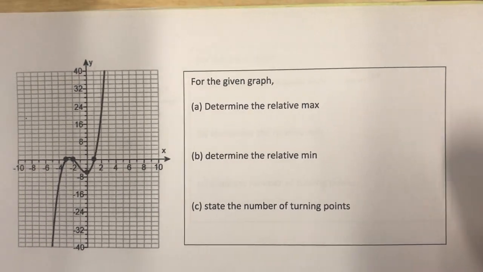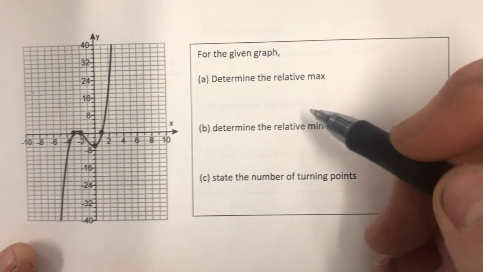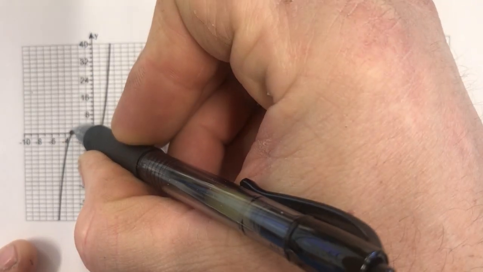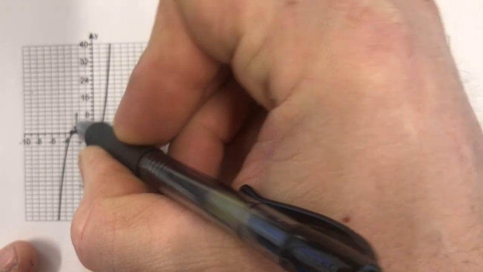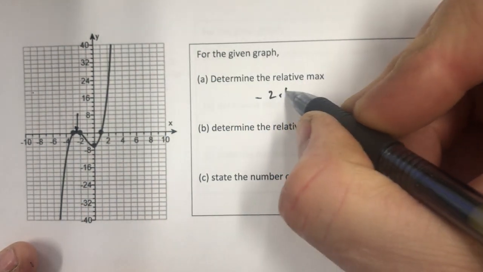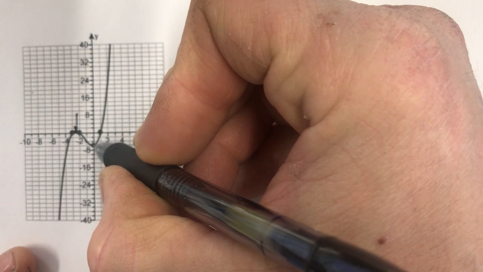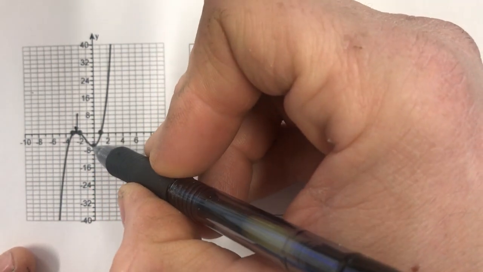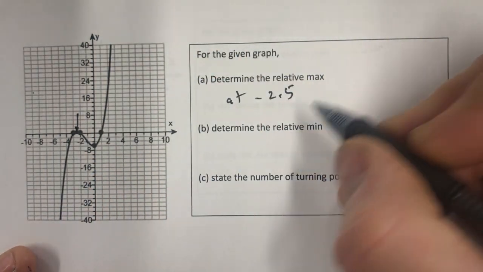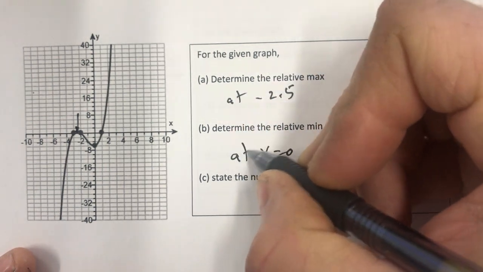Now, there's problems on here that we're going to do that just have a graph already graphed, and we want to look at that graph and determine what the relative max is, which right here, here's my relative max right there, kind of looks like, and it looks like negative 2.5. So it occurs at negative 2.5. The relative min, right here's the relative min of all these points, that's the lowest. And that looks like it's at 0. X equals 0. It's at x equals 0.